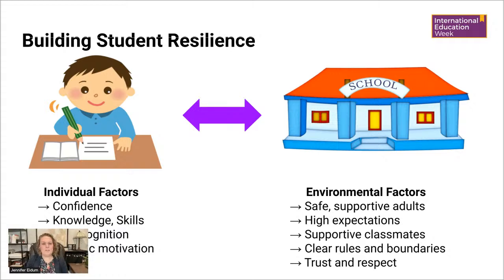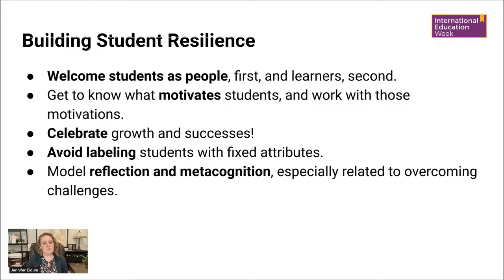So again, to come back to these factors, individual and environmental factors, the key point I want to make is that as teachers and as school leaders, in our circles of concern and influence, we can influence the school factors. We can create that environment for our students, but only the students can develop their own individual resilient factors. But the interplay between the two is what creates a resilient school. So to do this, we need to welcome students as people first and learners second.